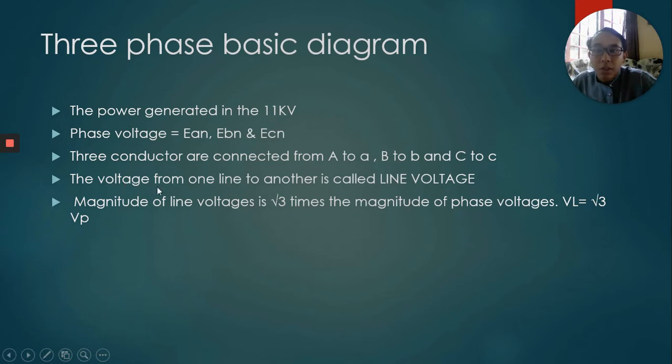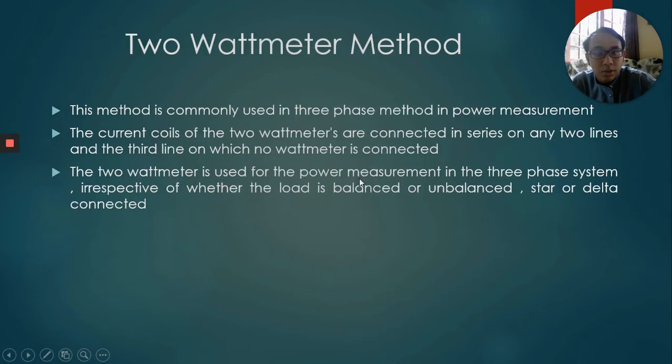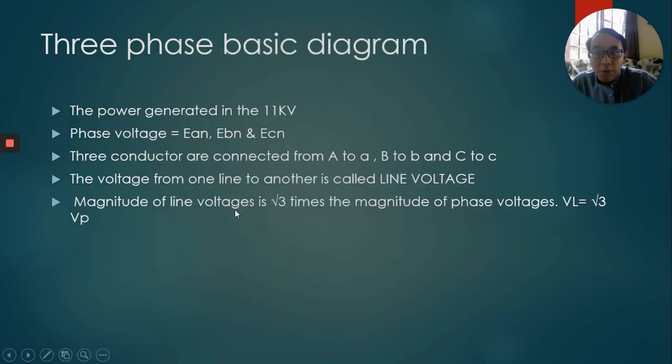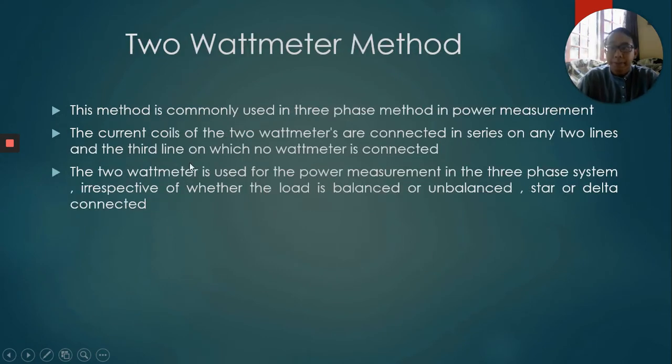And the voltage between lines is called line voltage. So this is what we call line voltage. What we call phase voltage is this, for the load line, and this is for the generator line. So as you know, the magnitude of line voltage is square root 3 times the magnitude of phase voltage. So line voltage is equal to square root 3 times the phase voltage.